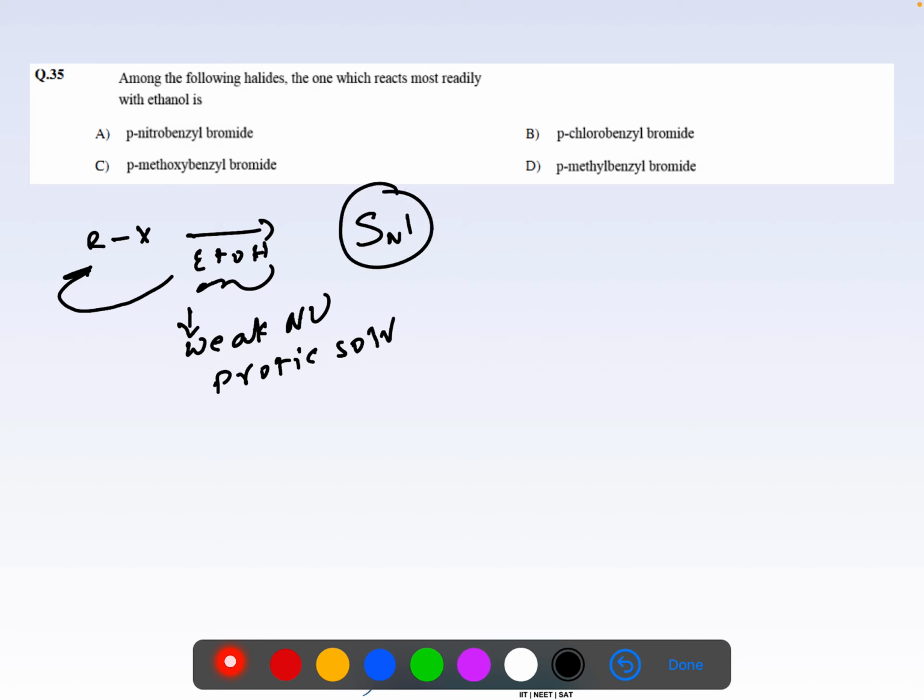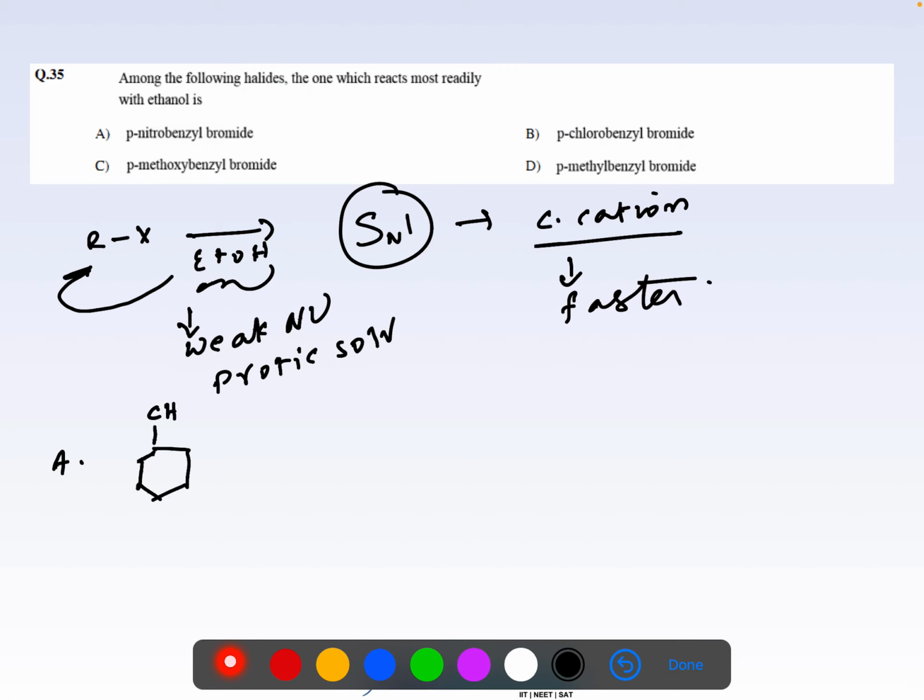Now there are 4 different substrates given. Option A. So SN1 reaction will proceed through carbocation formation, and definitely the one which forms stable carbocation will react faster. So in option A, para nitrobenzyl bromide will be giving rise to CH2 plus. This is the carbocation that is resulting. For in option B, it is para chlorobenzyl bromide. So the carbocation will be this.